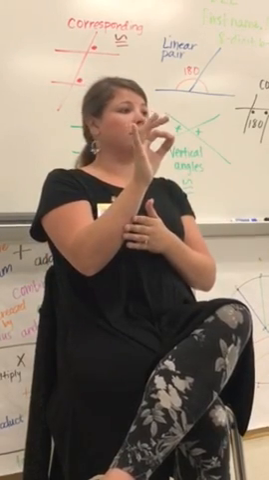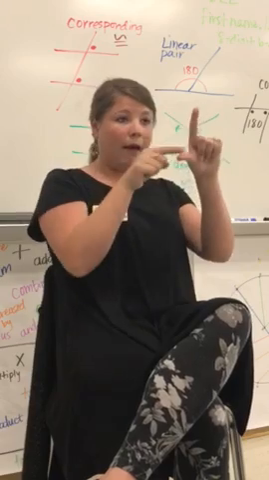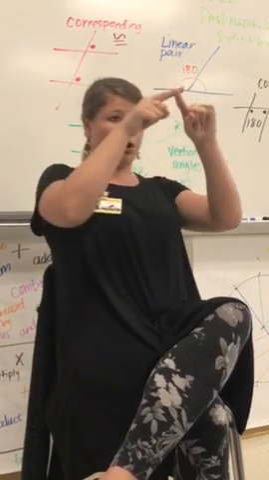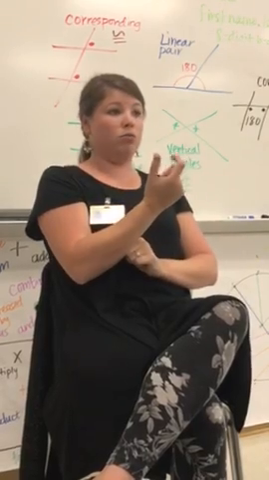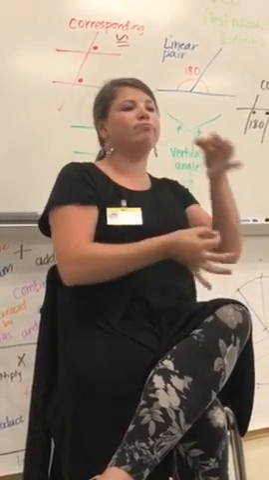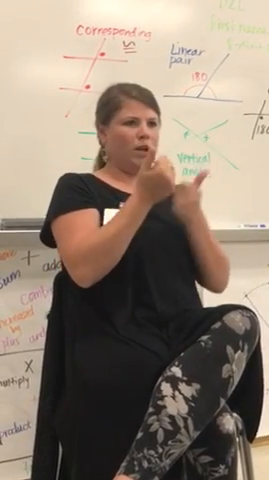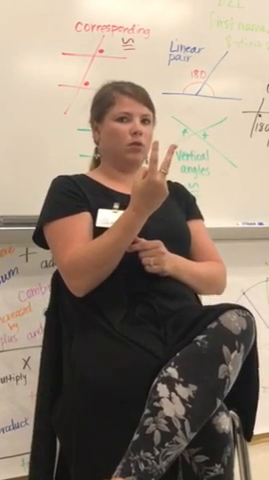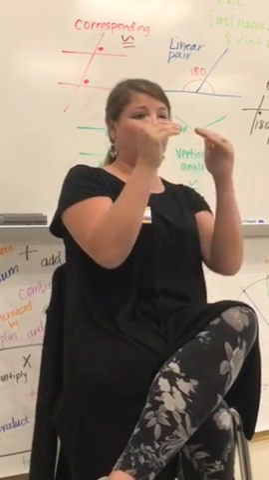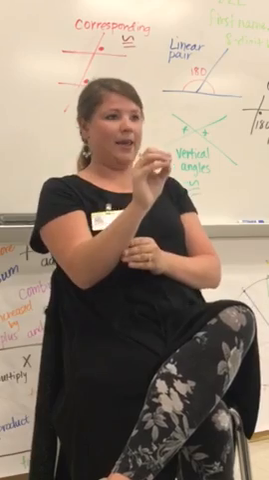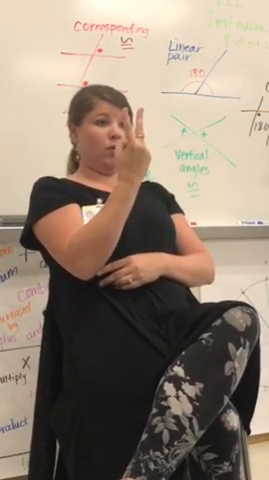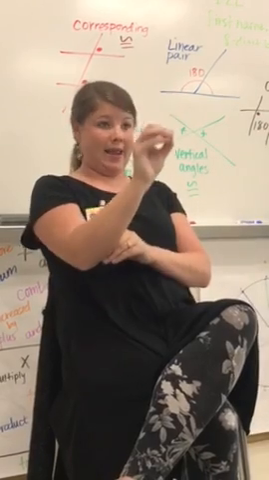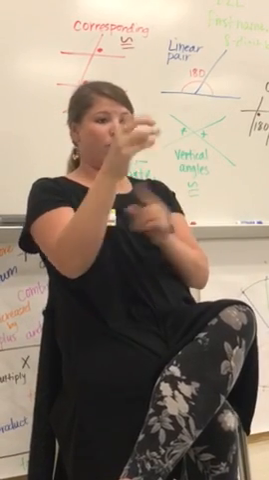Corresponding angles, vertical angles, consecutive interior, linear pair, alternate interior. So remember with all of those, only 2 of them are supplementary. Which 2 add to 180? Which 2 on the board add to 180? Linear pair and consecutive interior. These are the only 2 that add to 180 degrees. All of the other special pairs are congruent, which means they're equal to each other.